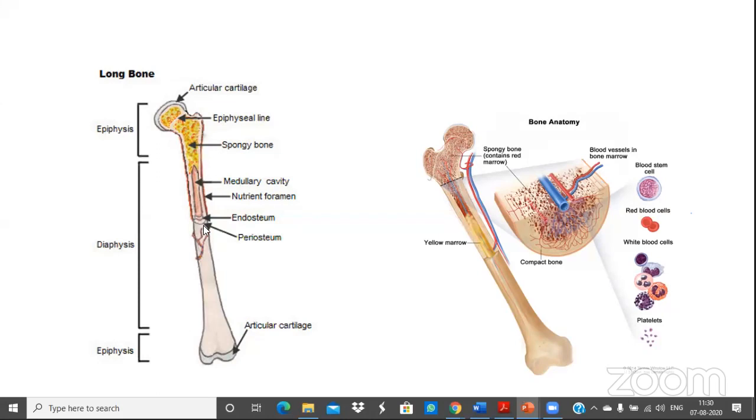This yellow marrow and red marrow are responsible for the production of the white blood cells as well as the red blood cells. And you should remember, bone is a highly vascularized tissue. That means it has a lot of blood vessels inside. You can see here.